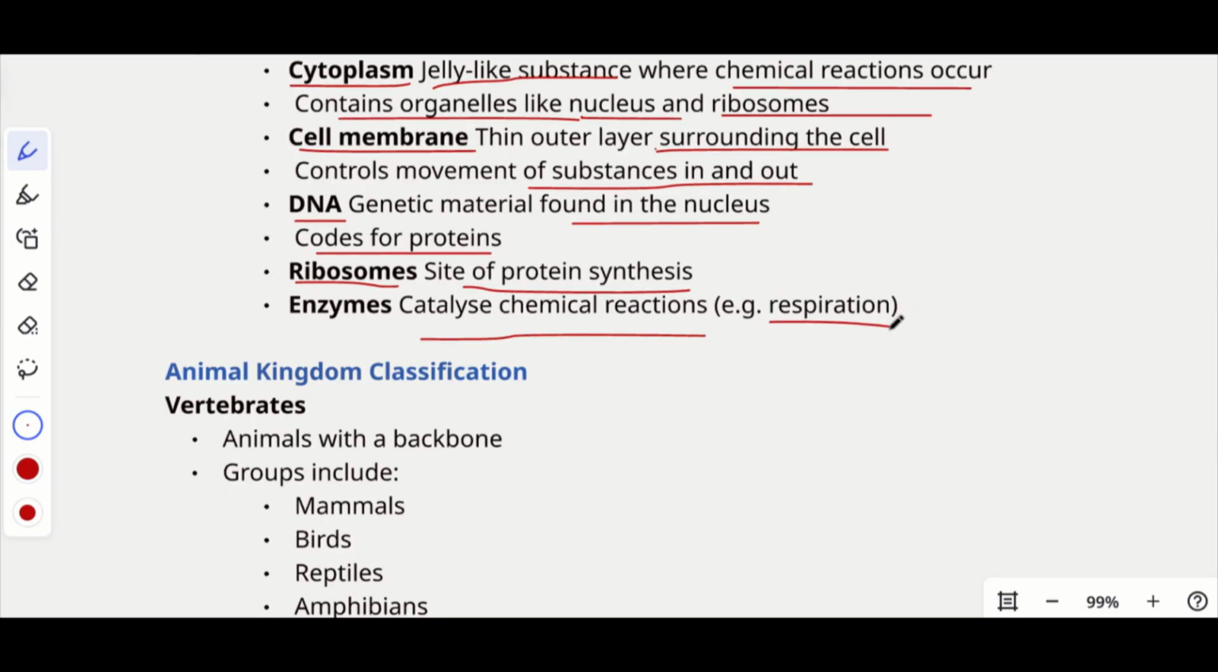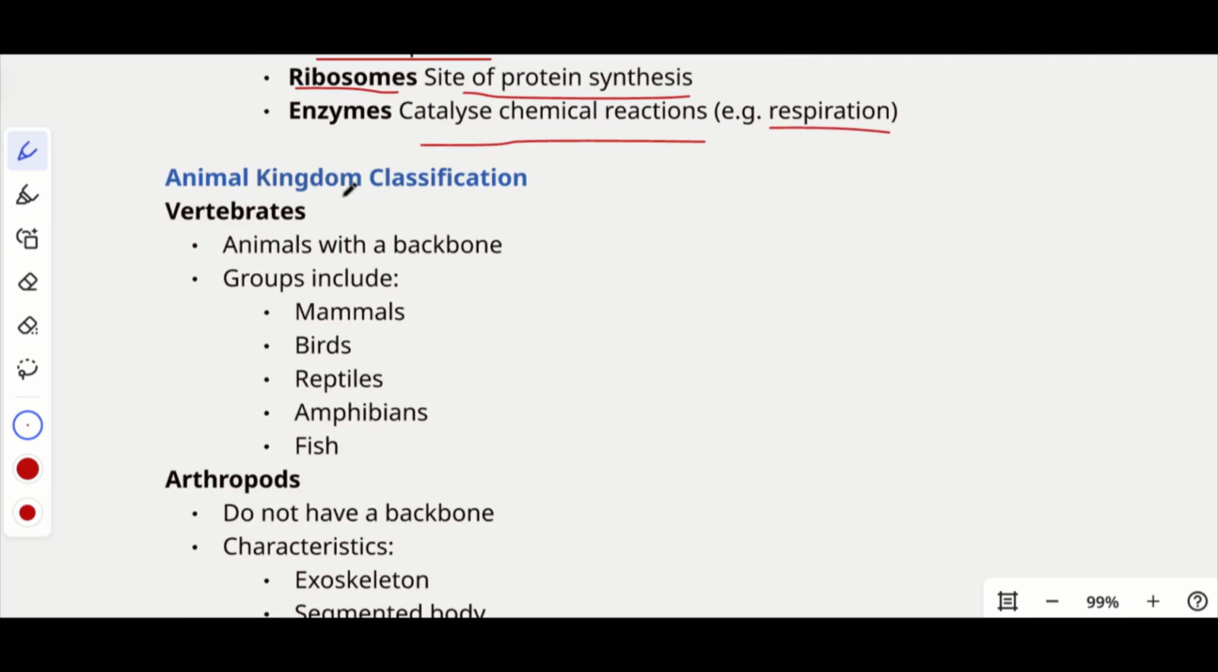Now let's see how we can classify the animal kingdom. Within the animal kingdom, organisms are further divided into two major groups: vertebrates and arthropods. Let's start with the vertebrates. What are vertebrates? Animals that have a backbone. These include mammals, birds, reptiles, amphibians, and fishes.